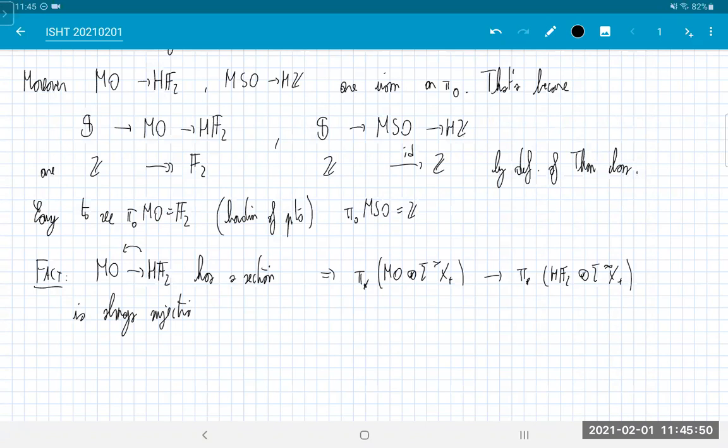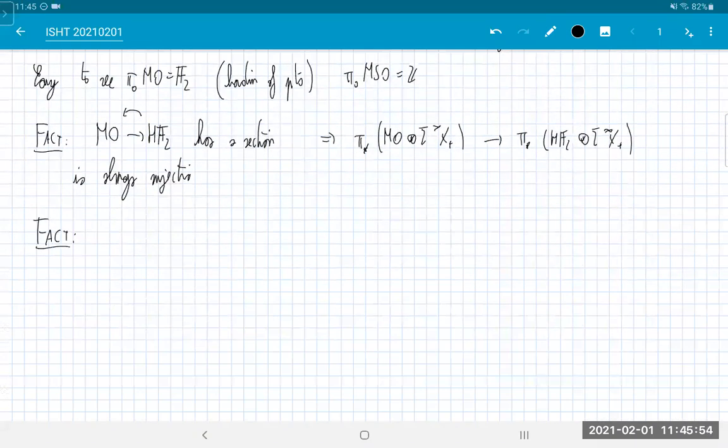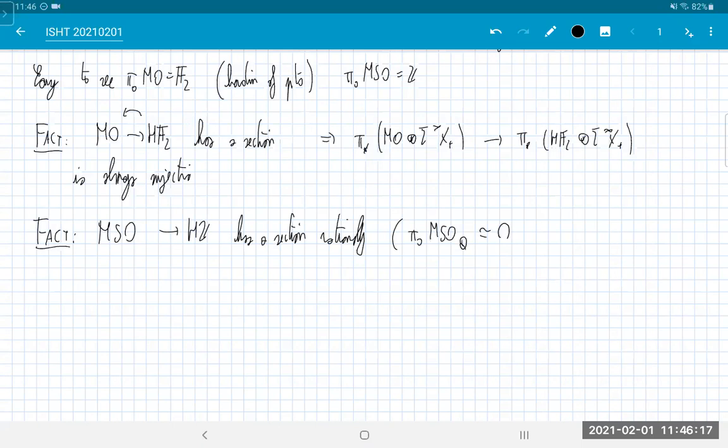Okay, this is a bit hard to prove, but the next fact is going to be even easier to prove. MSO to HZ has a section rationally. And that's because every spectrum rationally is a sum of Eilenberg-MacLane spectra. So this implies a partial solution to the Steenrod problem.